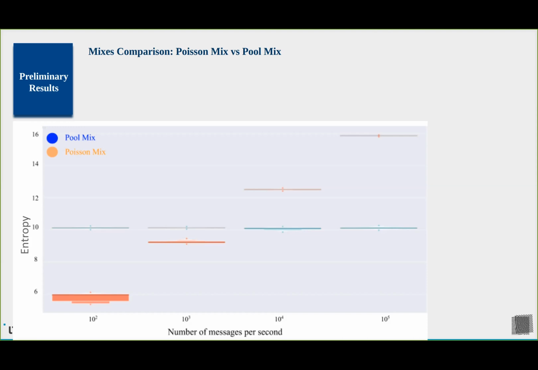Well, when you have a small number of messages, clearly the pool mix will provide better anonymity. However, when you go higher in the number of messages per time unit, you have better anonymity provided by the Poisson mix. The entropy is constant in the pool mix, and that's due to the fact that the pool mix will always flush the exact same number of messages in each round.